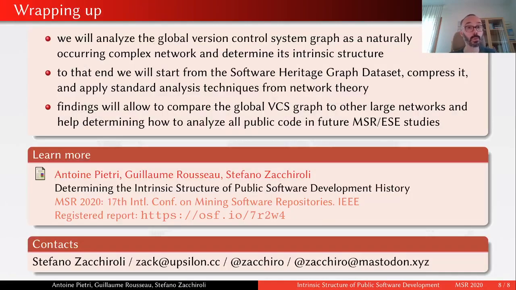So to wrap up, we will analyze the global version control system graph as a complex network with standard techniques. We will do so starting from the Software Heritage Graph dataset, compressing it, and we think these studies will be very helpful in comparing the VCS graph to other large networks and in determining how to best analyze all public code in future MSR and empirical software engineering studies.